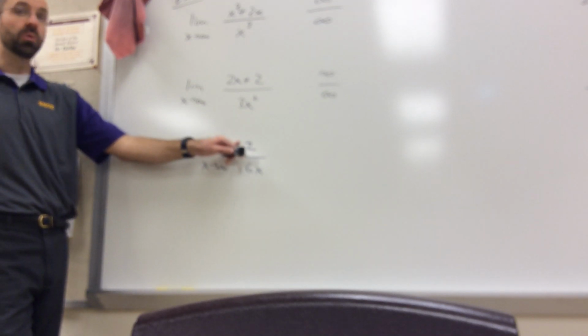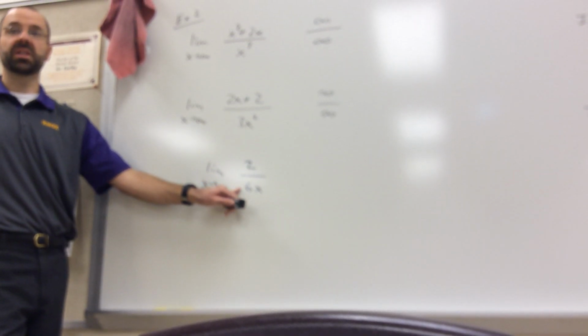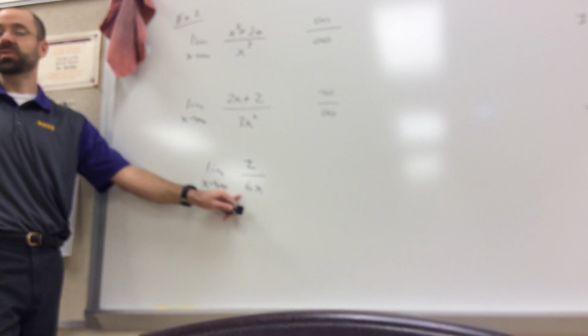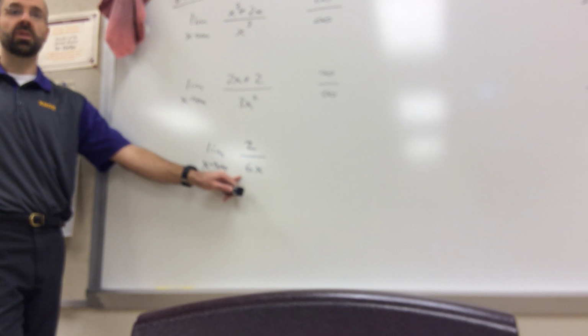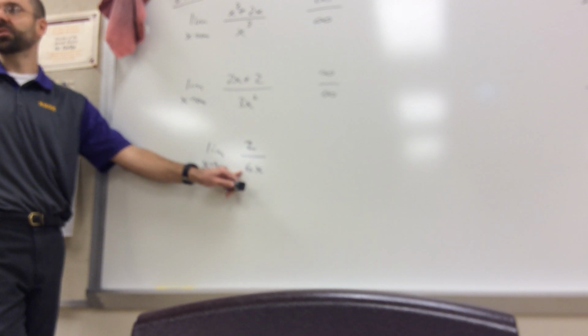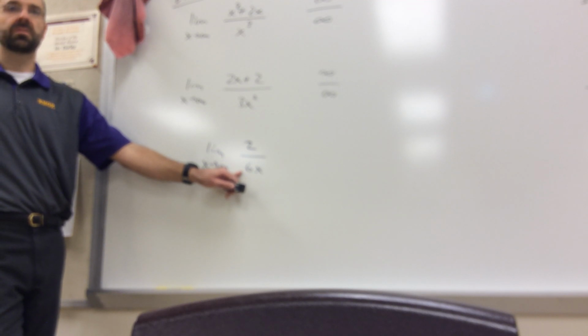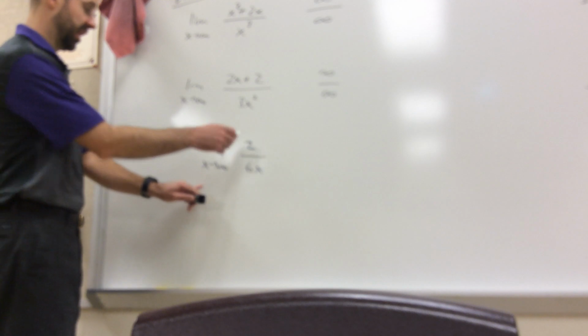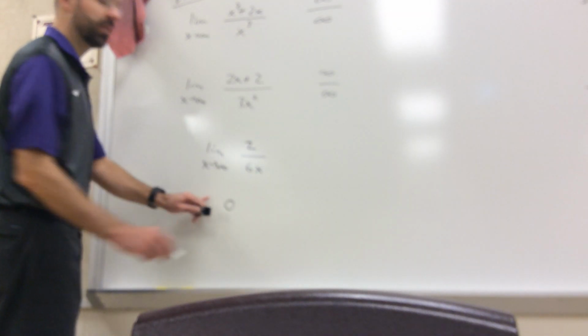Okay, so now we have 2 divided by a really big number, right? And what does 2 divided by a really big number get close to? Close to 0, right? If you take 2 divided by 1,000, it's 0.002. Or 2 divided by 10,000 is 0.0002. So this is getting close to 0, so the answer is 0.